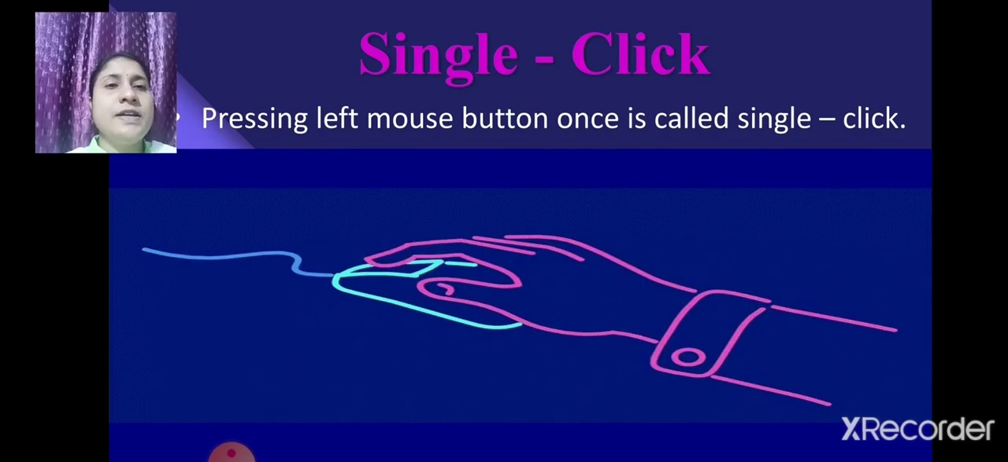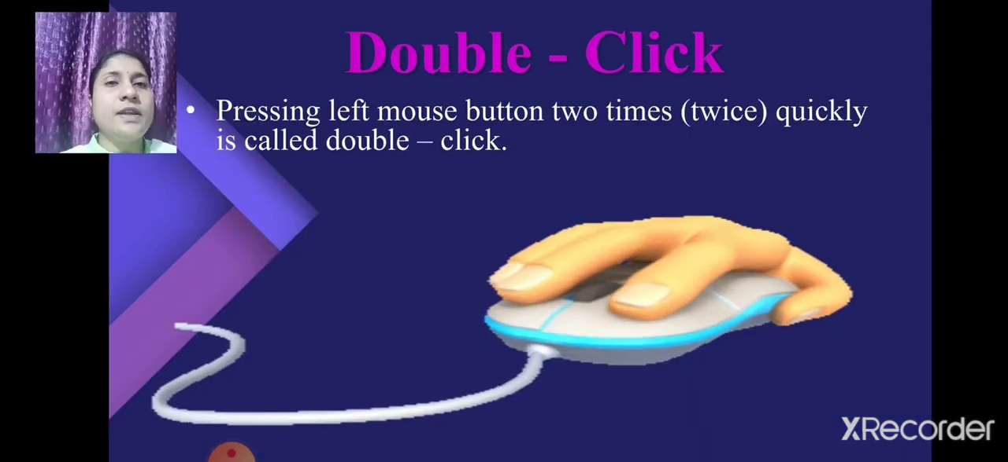So see, single click: press the left mouse button once, it's called single click. When you press the left mouse button one time, it is called single click, as shown in the picture. Can you see that? In the picture it is showing that your index finger is clicking the left mouse button, and how many times will it be pressed? Once. So when you press the left mouse button once, it's called single clicking. Getting it? Yes.